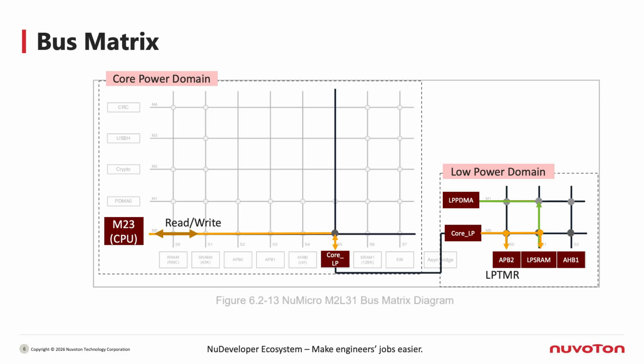Next, let's look at the relationships between peripherals from the bus matrix perspective. In this architecture, the CPU acts as a master, capable of reading from and writing to resources within the low-power domain. Meanwhile, the low-power PDMA also functions as a master inside the low-power domain. It can directly read data from the low-power SRAM and then write that data into the low-power timer.